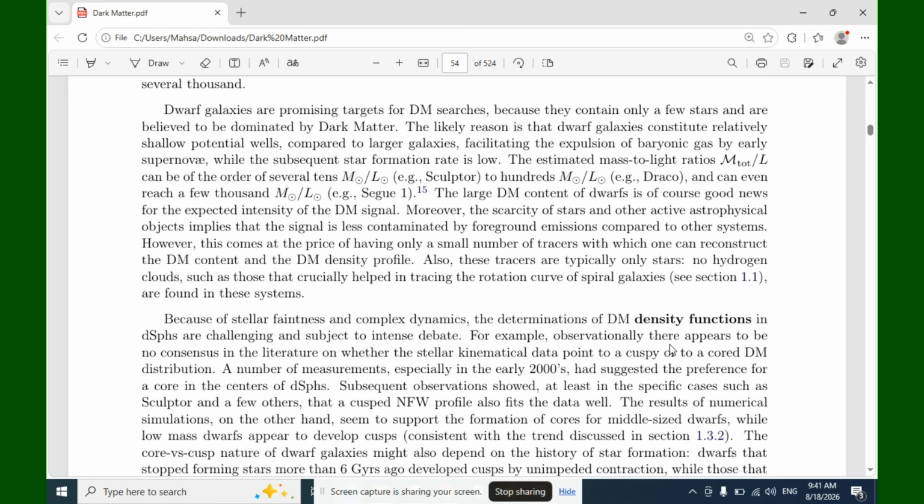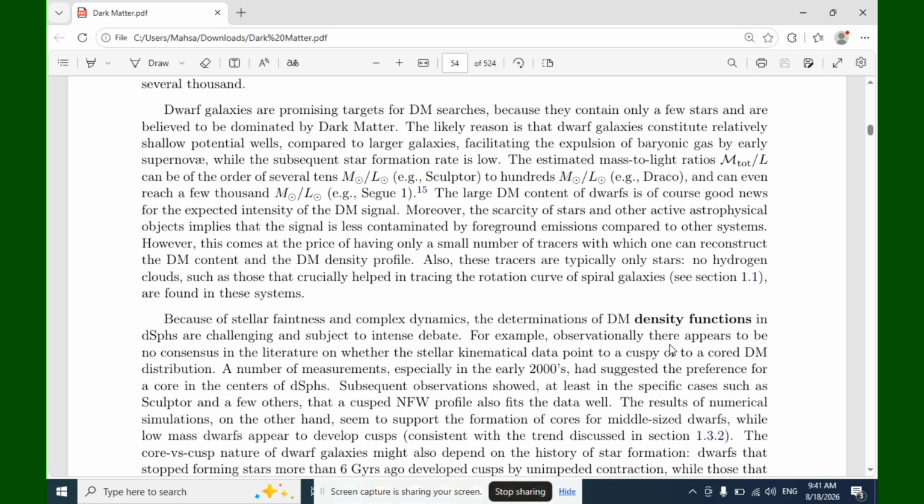Dwarf galaxies are promising targets for dark matter search because they contain only a few stars and are believed to be dominated by dark matter. The likely reason is that the dwarf galaxies constitute relatively shallow potential wells compared to large galaxies, facilitating the expulsion of baryonic gas by early supernovae.